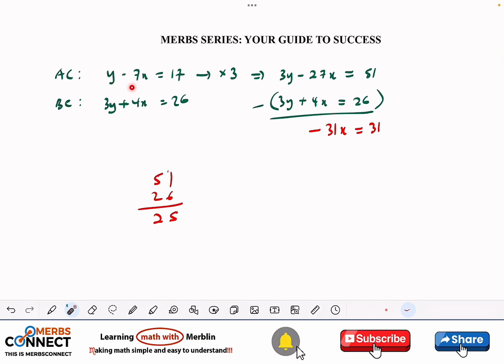y minus this is equal to that. So we multiply this one by 3. 3 times 7 is supposed to be 27 now. I'm not sure, 3 times 7 should be 21. Is that right? Why am I so confused? 3 times 7 should be 21. Good.